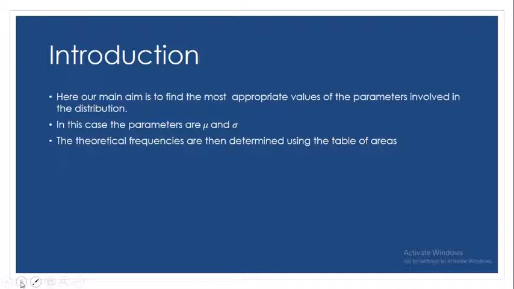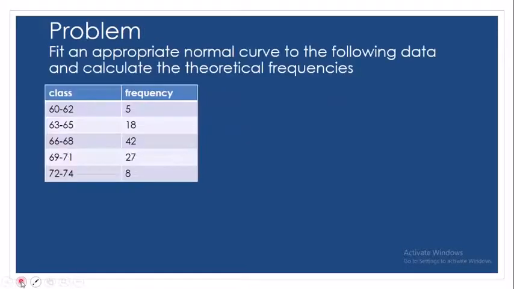And here in the normal distribution we have to take the help of the table of areas, or the area property of a normal distribution, when it comes to finding out the theoretical frequency. Now we will move to an example so that you will know how to fit a normal distribution for a given data.